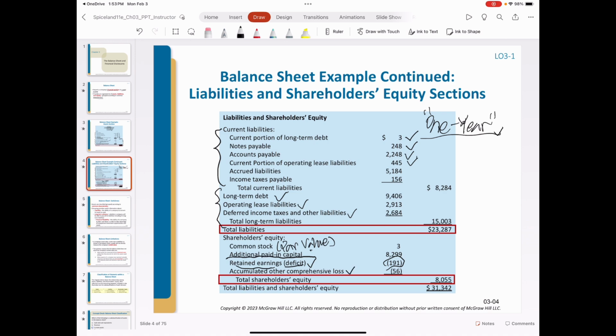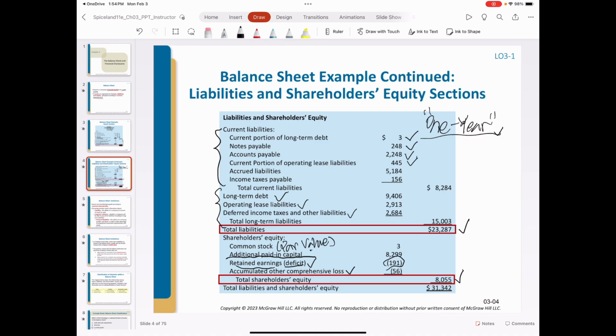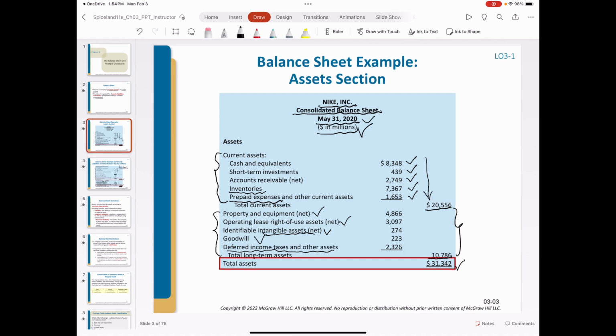Accumulated other comprehensive income is another account that will be introduced later. Total liabilities were $23,287 million. Equity was $8,055 million. In the balance sheet, total assets of $31,342 million equal the sum of these two. This is a real-world example from a real-world company.